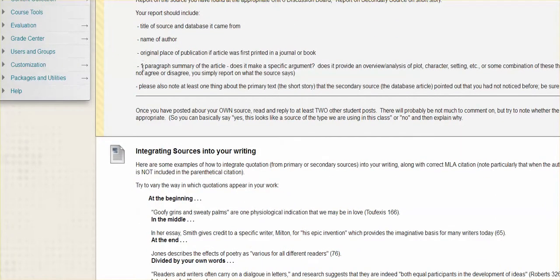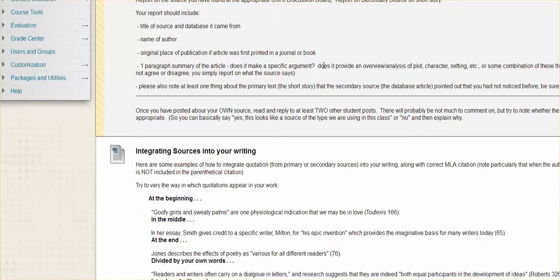And then you're going to give us a really basic, one-paragraph, fairly well-developed summary of the article. But this isn't your subjective opinion of it necessarily. This is really just giving us a sense of: does it present a specific argument, or is it more like an overview? Does it discuss plot, character, setting, all of those things? Does it have a sort of focus in that way? So this really isn't about whether you agree or disagree with it. You're just giving us the basic facts here.